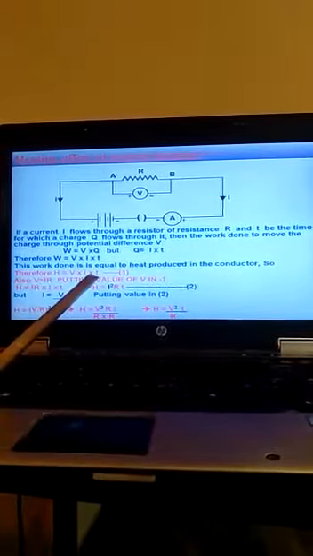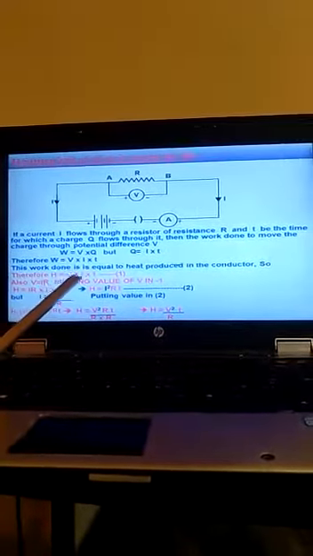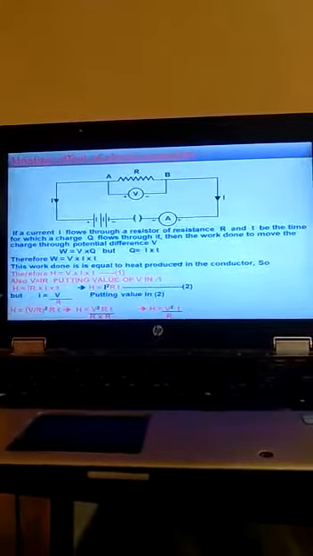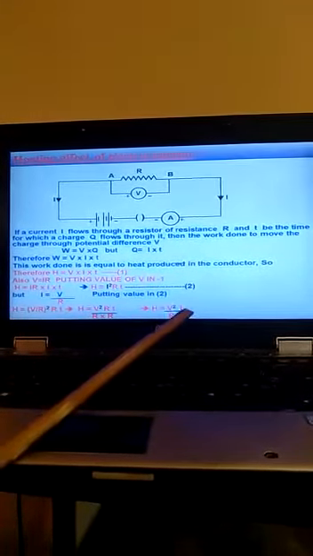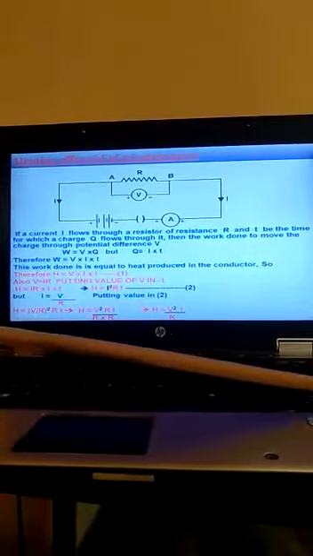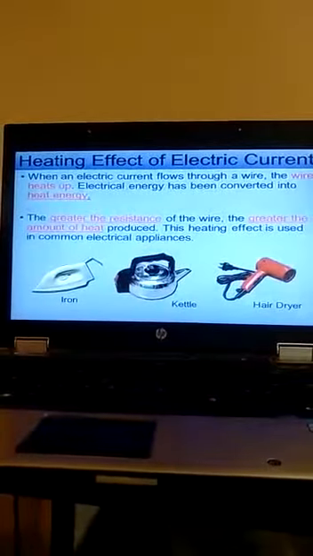All the three formulas you convert here as heat energy. W is equal to VIT, similar basis. Heat is equal to VIT. H is equal to I square RT. H is equal to V square T by R. All the three formulas are being converted into heating effect.